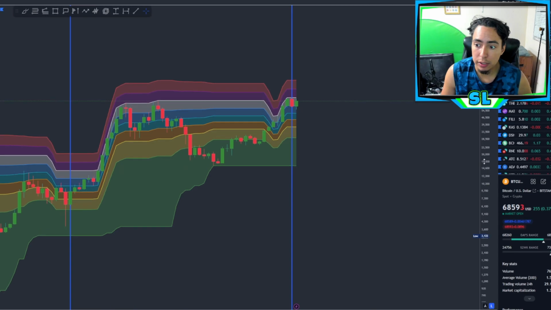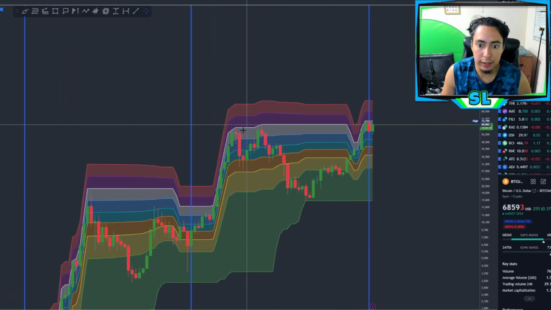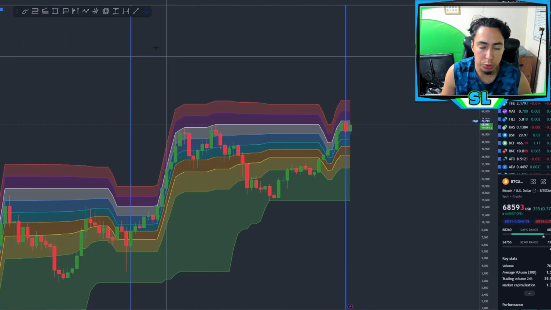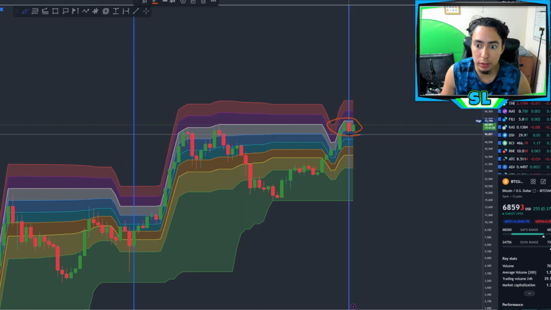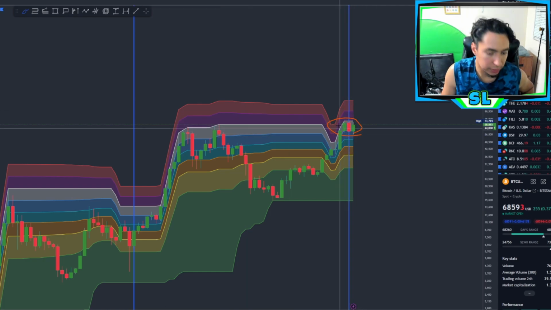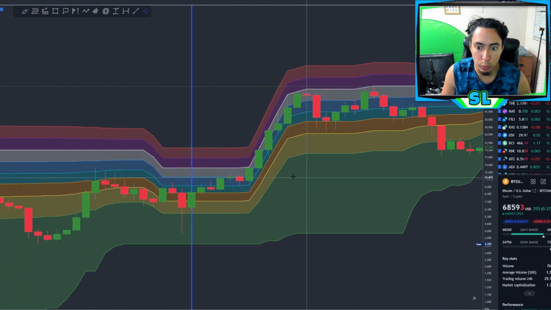But the thing here, for example, we've got the top right here in the neutral zone, in the white. And look, we're in that white right now. But just because we're in that white doesn't mean that this is the top, because this is a perfect example right here.